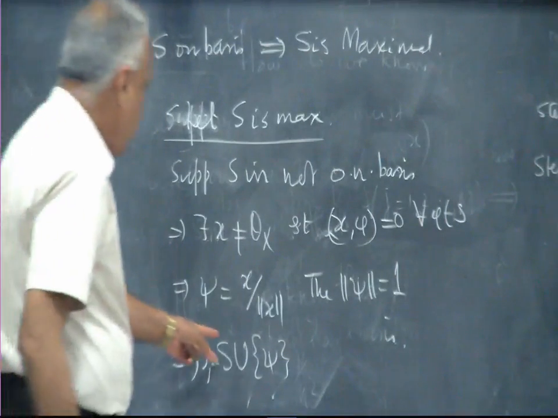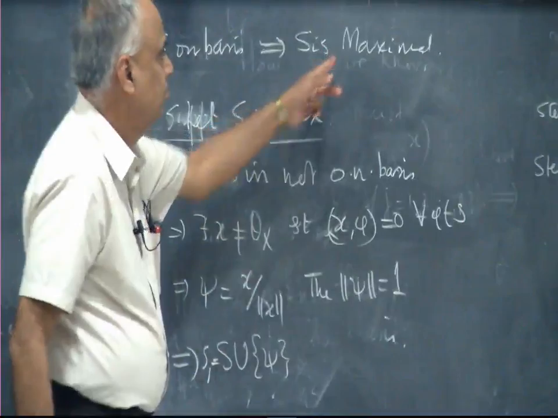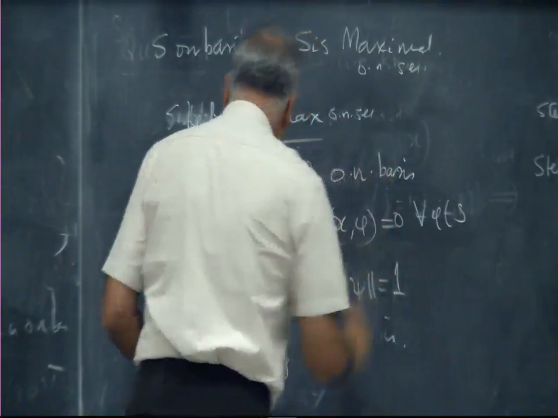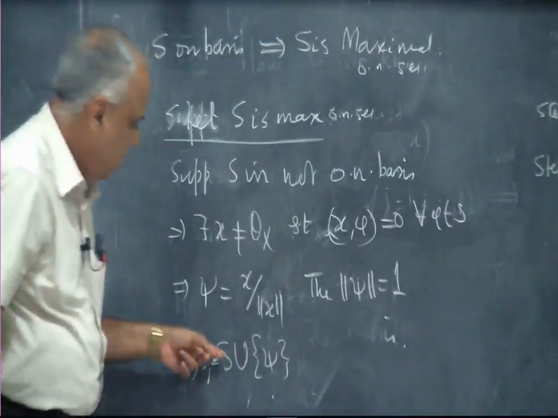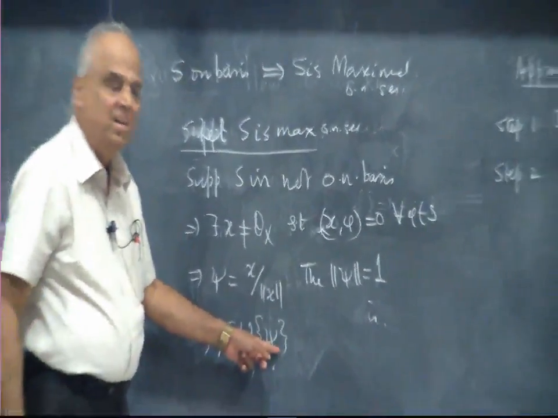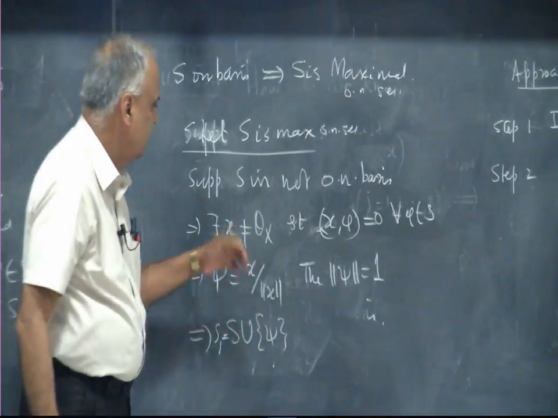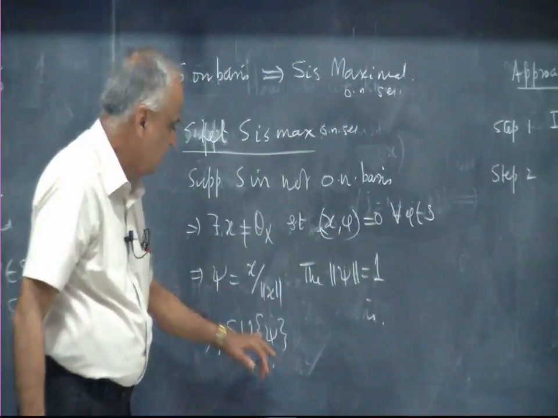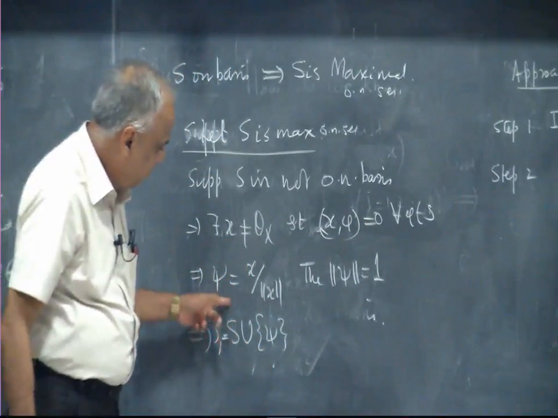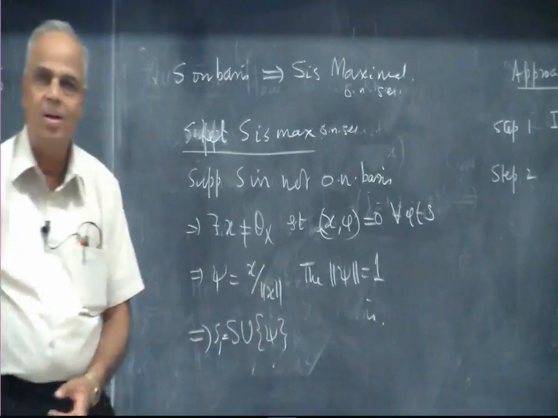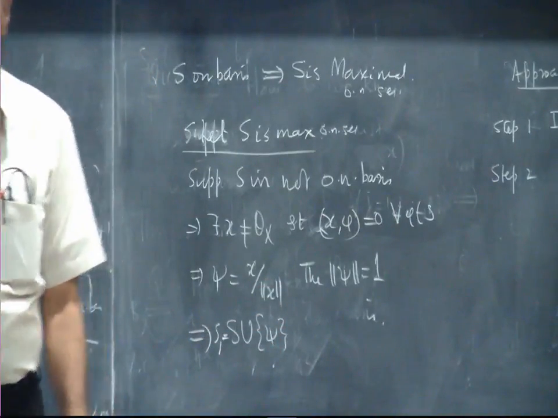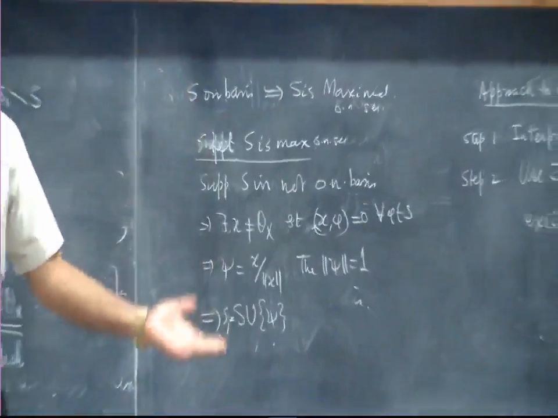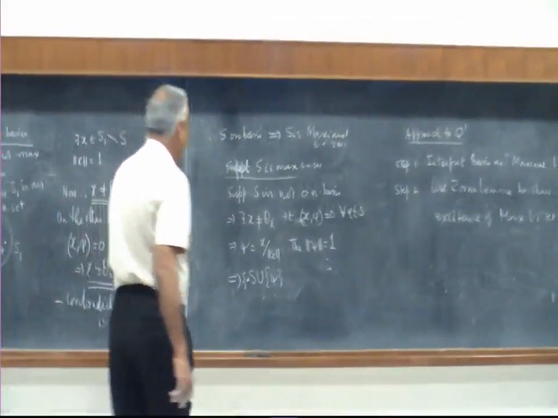Any two fellows here are orthogonal, because S is a maximal orthonormal set. Anybody across is orthogonal, because x is orthogonal to all the fellows here, and therefore psi is orthogonal to all the fellows here. Everybody here is orthogonal, everybody across is orthogonal, so it's an orthogonal set, and everybody has length 1. Everybody in S has length 1, psi has length 1, so it becomes an orthonormal set.